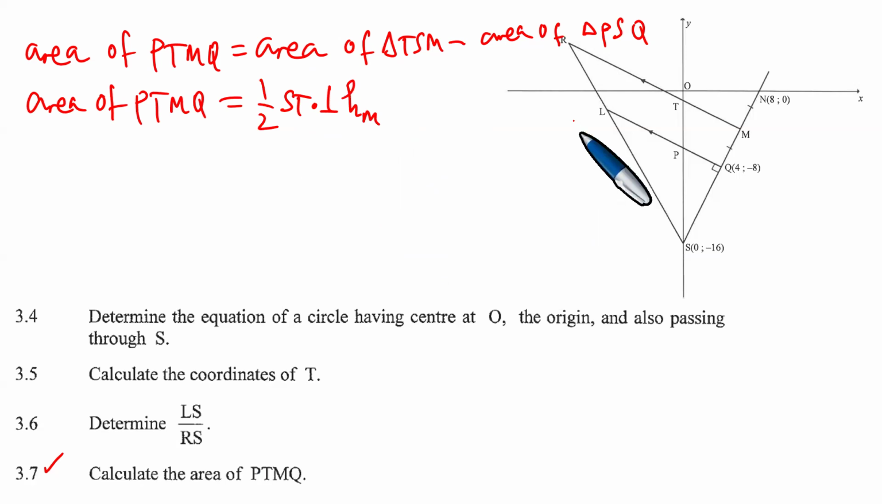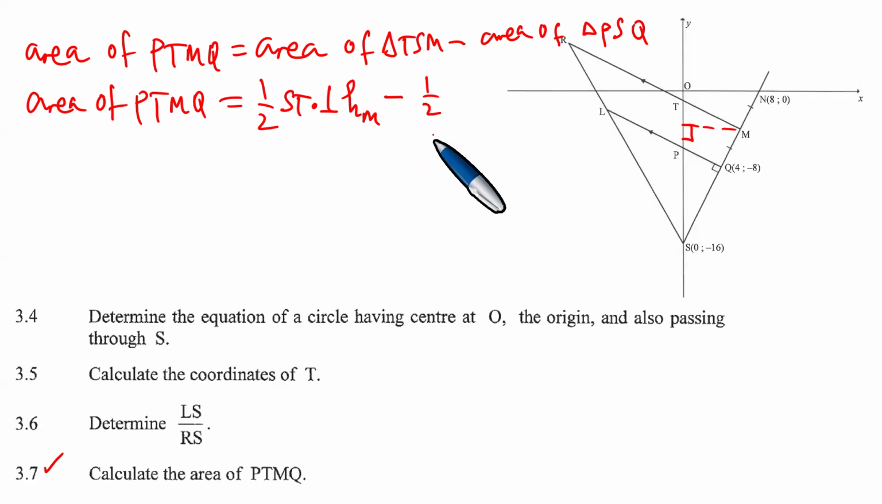So in other words, if you want to find the area of the triangle TSM, you say half the base, and you take the base ST and multiply it by the perpendicular height through M. You're constructing the height that is sitting on the base ST, the perpendicular height H subscript M.